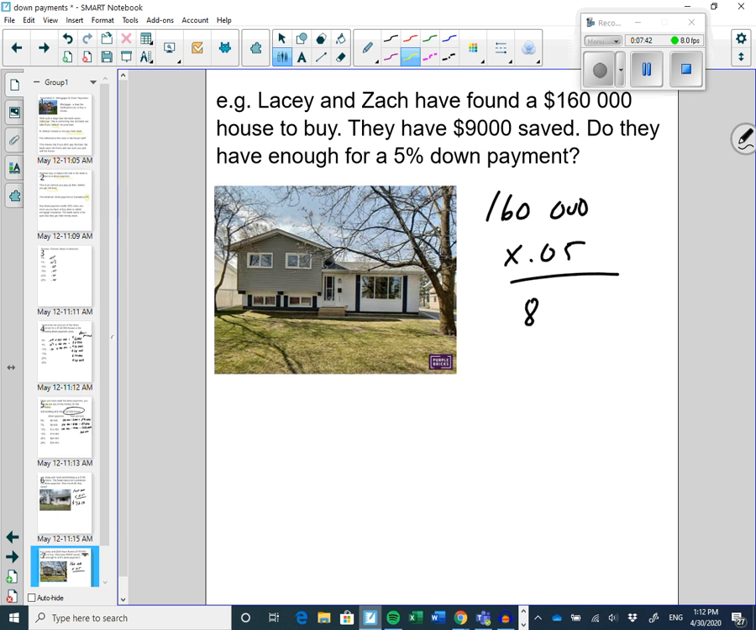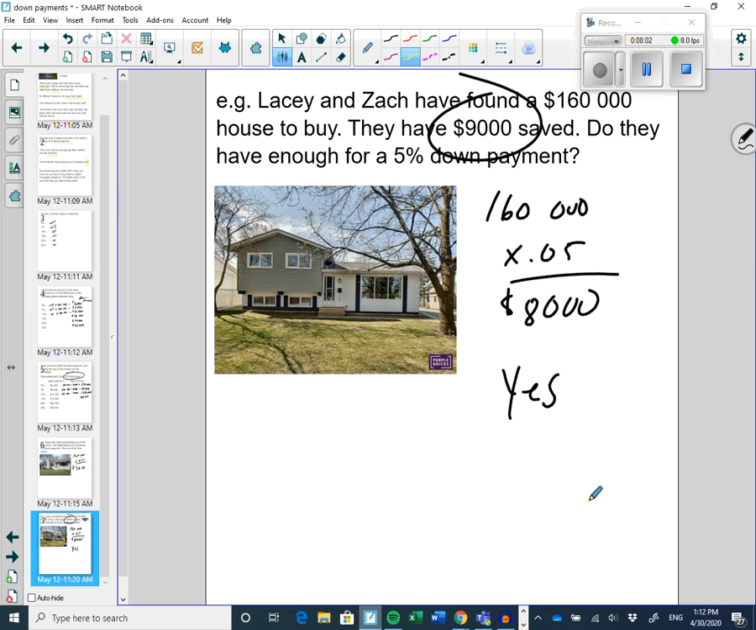And it's $8,000. So they have more than enough, which is good because when you buy a home, there's lots of other fees as well, like lawyer costs and stuff. So it's a good idea to have more money saved than what you actually need for your down payment. So the answer here is yes.